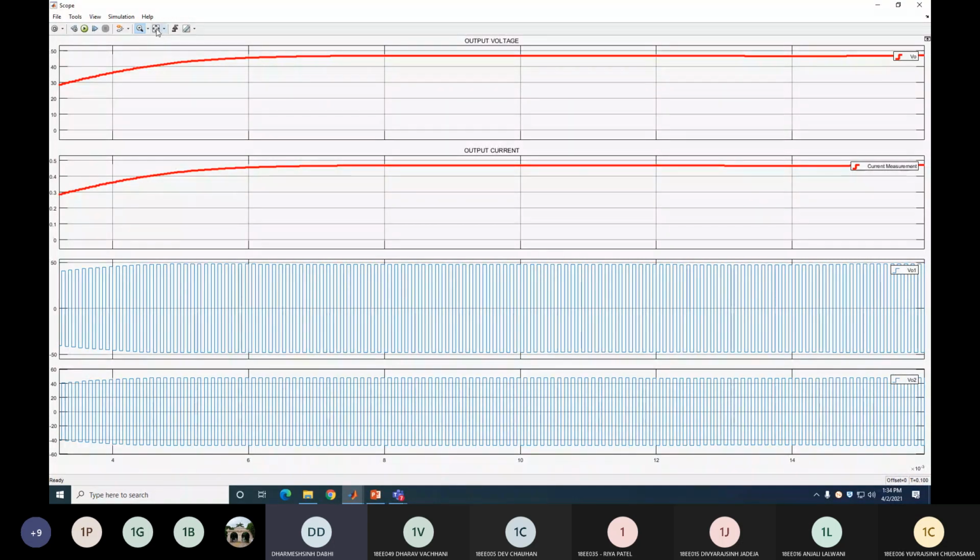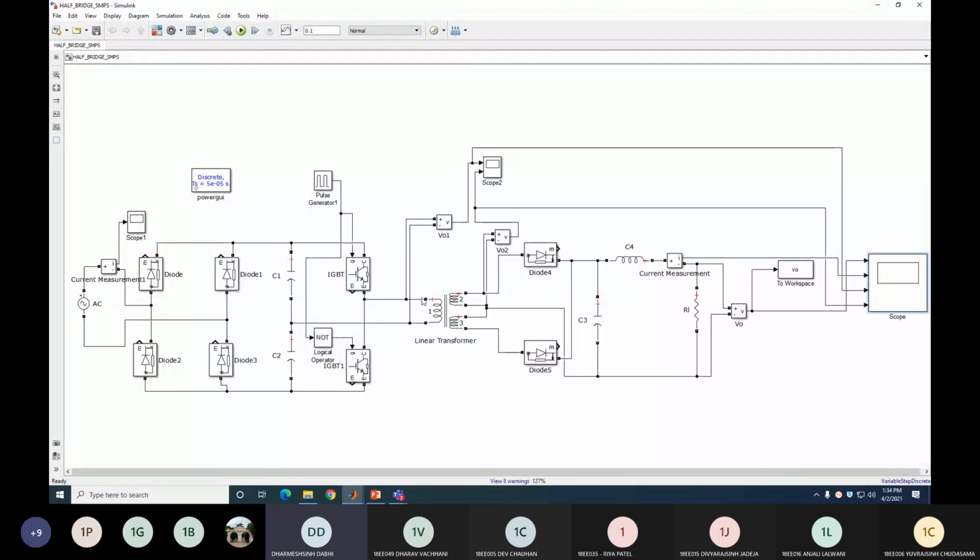Because of this high frequency operation of the inverter, the size of the transformer is reduced as well as the size of the filter. So the overall size of this power supply becomes less. Your whole SMPS becomes less bulky and more efficient, because here we operate at very high frequency, and at high frequency the efficiency of the power supply increases. So this is all about the simulation of the half-bridge SMPS.